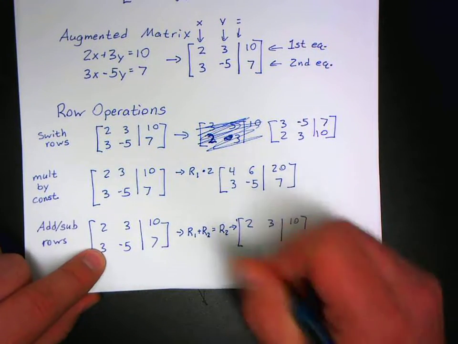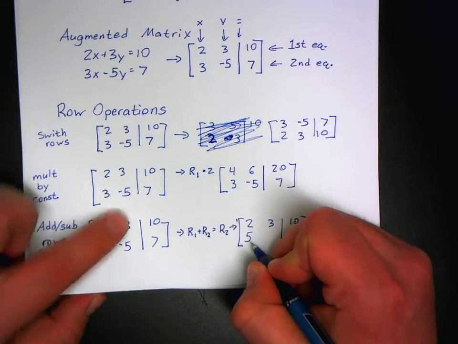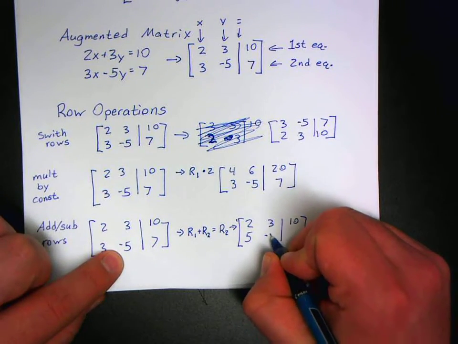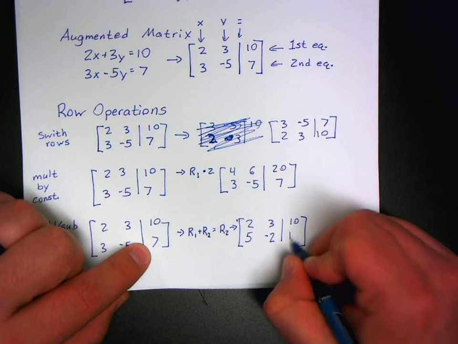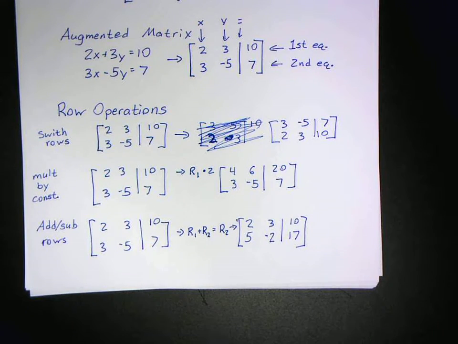So 2 plus 3 is 5. 3 plus negative 5 is negative 2. 10 plus 7 is 17. So like wherever you have systems of equations, you add the two equations together and you get a new equation, right? Now, the point of doing that is we always do that to eliminate a variable, which we'll get to.